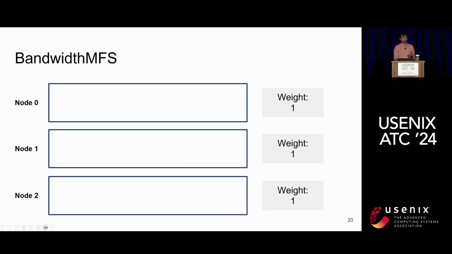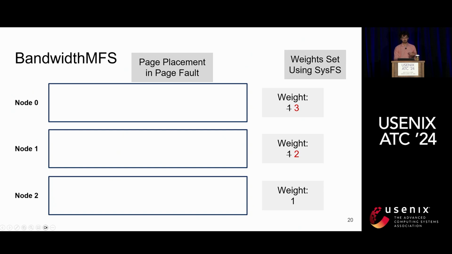For bandwidth MFS, we want to interleave memory allocations between NUMA nodes to use their aggregate bandwidth. By default, bandwidth MFS will interleave the memory evenly across the NUMA nodes. However, each node may have different access characteristics. So in the fill super callback, it also exposes a sysfs interface, allowing the user to modify the interleave weights for each node. To perform interleaving, we implement the page fault callback to allocate memory across NUMA nodes in a round-robin fashion, weighted by the interleave weights supplied by the user.